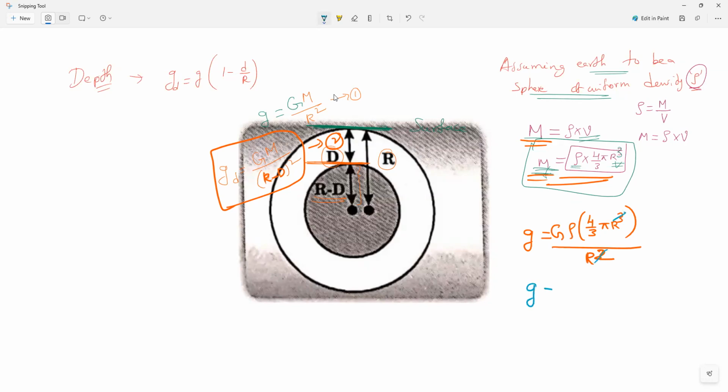What is the small g value? Small g is capital G into rho into 4/3 pi r. Am I right, everybody? So I'll modify it as 4/3 into pi into capital G into rho into r. Is it okay?